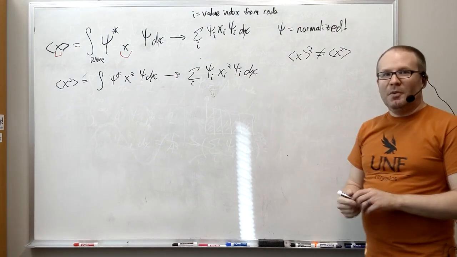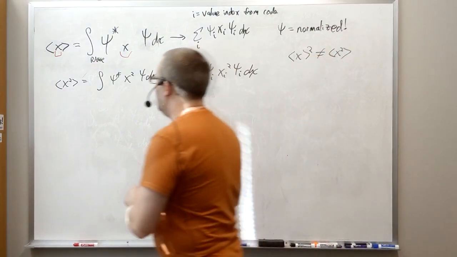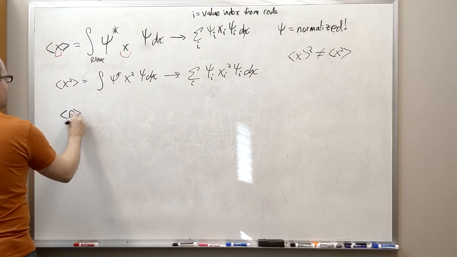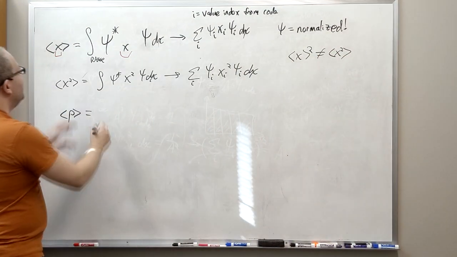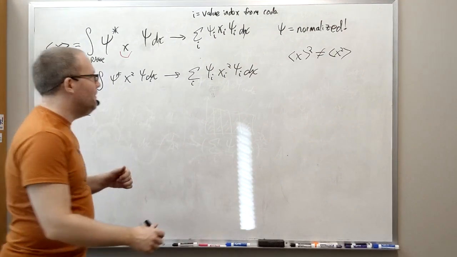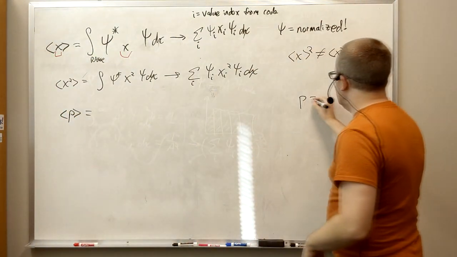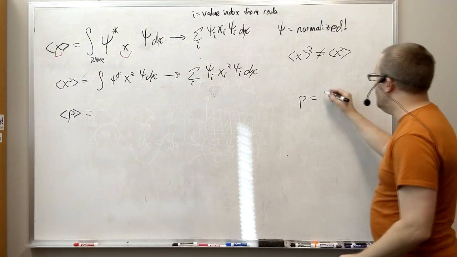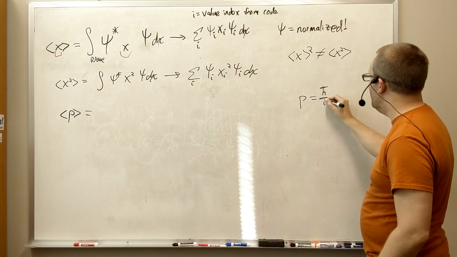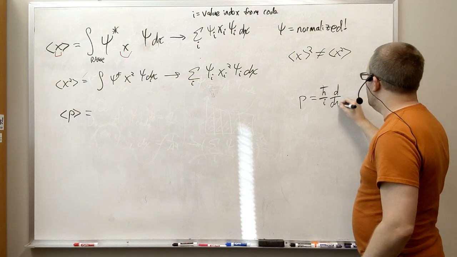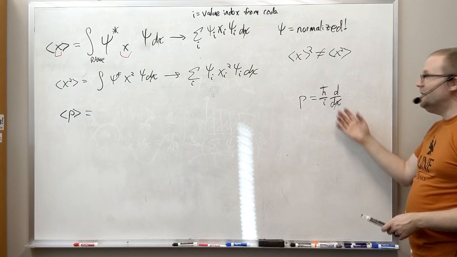The reason this order is important is because of what happens when you go to calculate the expectation value of momentum. So with x, the order doesn't really matter because it's just a number. But remember, in quantum mechanics, momentum is no longer a number. It is now an operator. It is, in fact, h bar over I, a derivative with respect to x. It's a set of instructions.